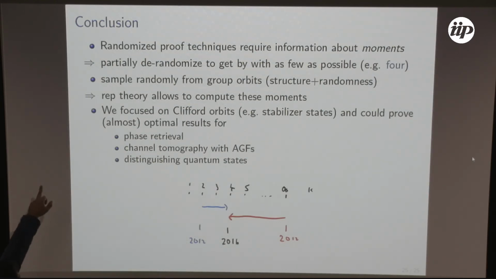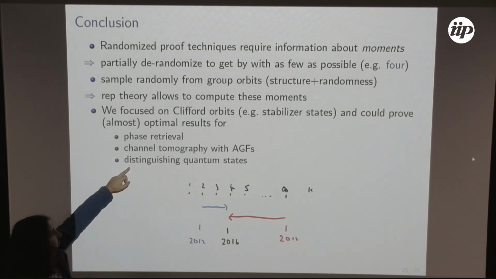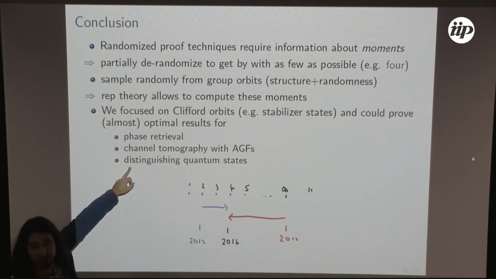And then, remember, we found this magic spot in 2016, and we got the optimal results. Unitary channel tomography with average gate fidelities, and this fun application of how to distinguish quantum states.